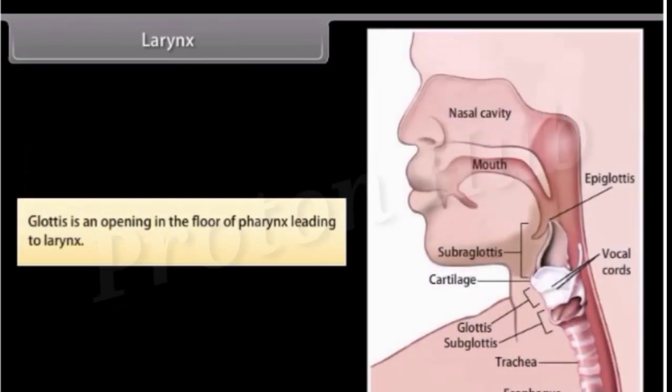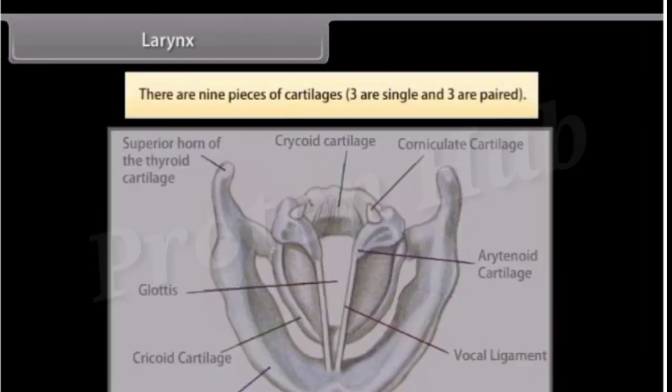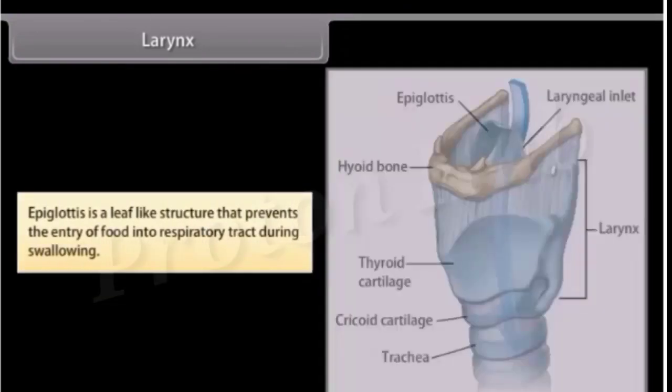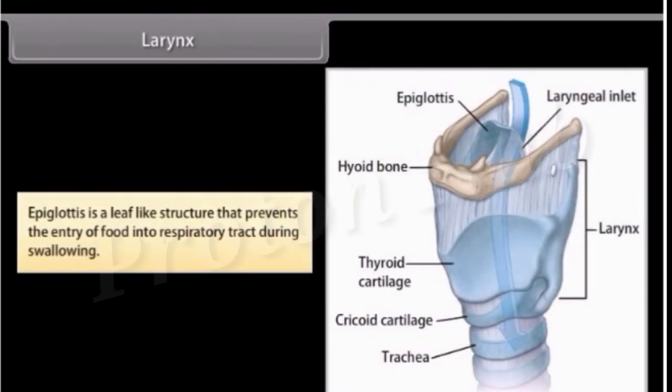Glottis is an opening in the floor of pharynx leading to larynx. There are 9 pieces of cartilages, 3 are single and 3 are paired. Epiglottis is a leaf-like structure that prevents the entry of food into respiratory tract during swallowing.